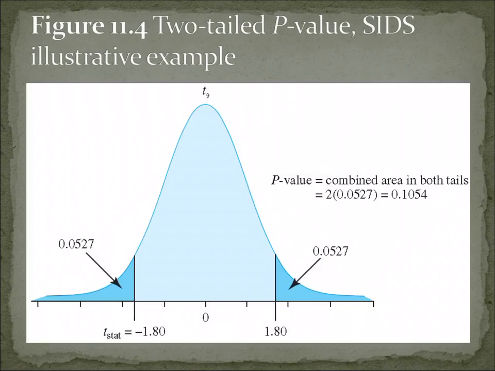Here is a visual representation of the two-tailed p-value SIDS illustration that we just did. The actual p-value would be 0.0527. We multiply that by 2, and that's where we get our 0.1054. As you can see, this is where they fall. And so we can determine that the birth weight of the SIDS babies versus the other babies doesn't significantly differ from one another.